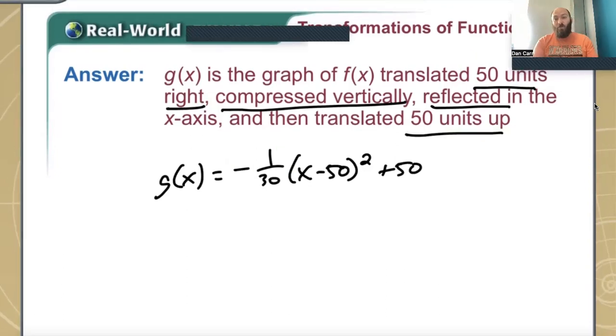All right, and that's it for today. We have our piecewise functions, graphing those, as well as analyzing our transformations after we do our completing the square.